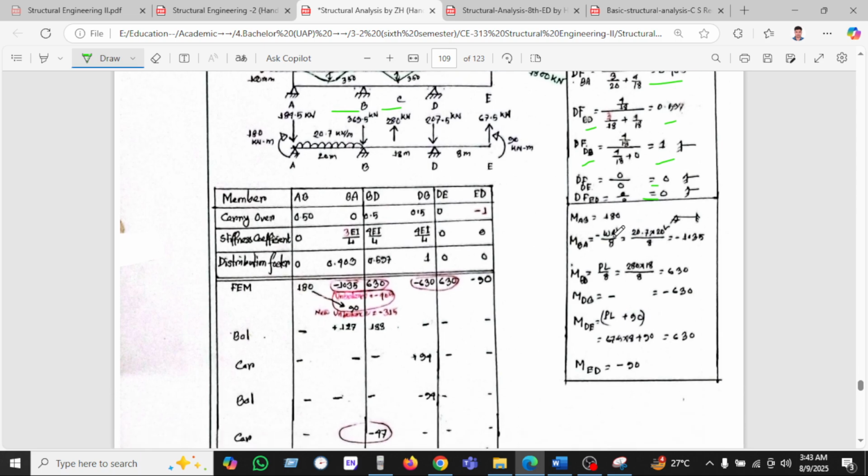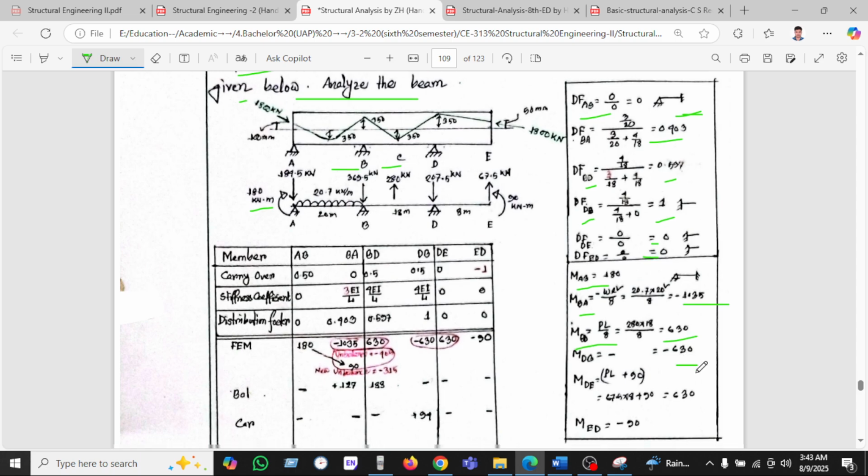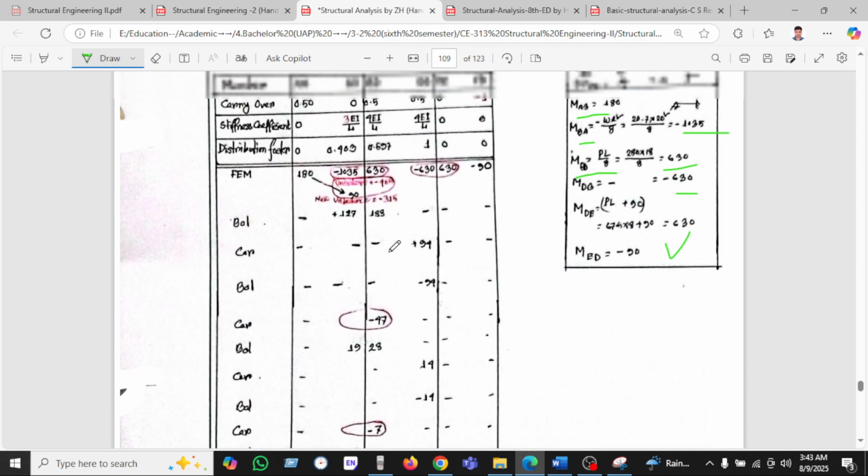Okay, so we have shown AB is 180, and for BA, WL square by 8, we have found 1.35, and PL we have also found, and at B this value, and all the moments we have found here.